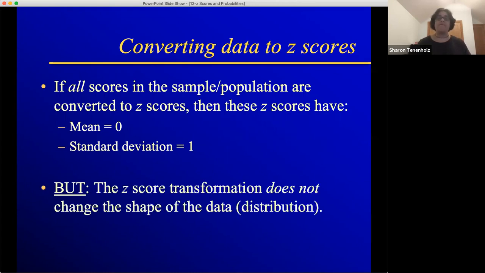Something else to know, however, is that the z-score transformation, transforming every score to a z-score, does not change the shape of the data. It does not change the shape of the distribution. So if you start out with a positively skewed distribution and you transform every single score to a z-score, you will still have a distribution with a mean of 0 and a standard deviation of 1, but it will remain positively skewed. So this doesn't change the shape of the distribution, it just normalizes the mean and the standard deviation.